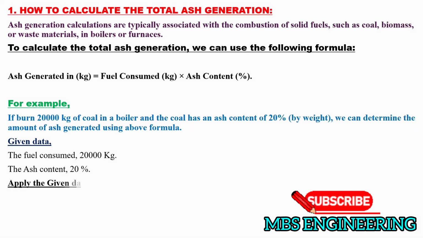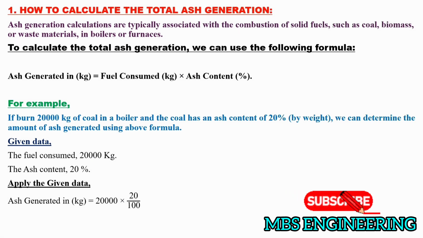Apply the given data. Ash generated in kilograms is equal to 20,000 into 20 divided by 100. Therefore, the total ash generated is 4,000 kilograms.